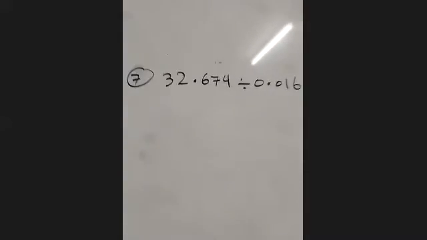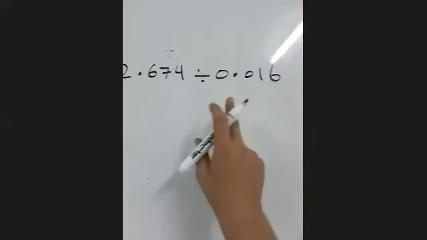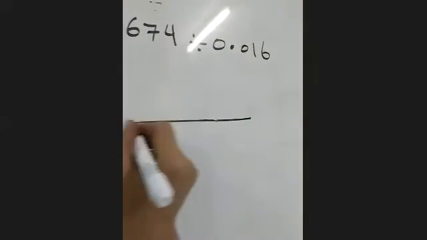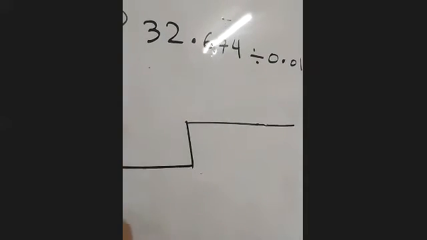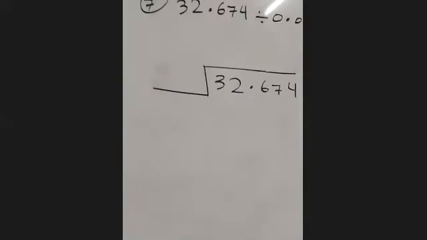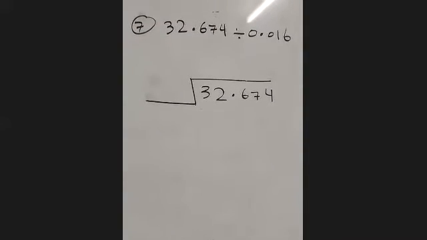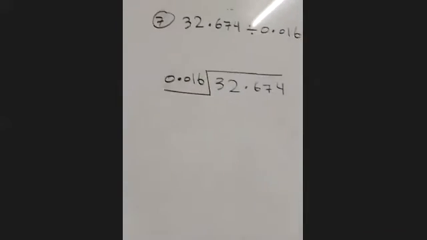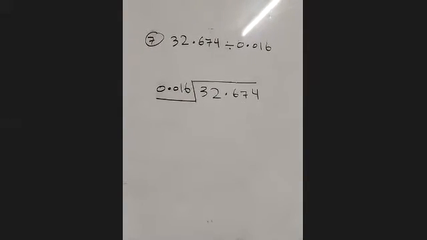And we said before that in long division, if we have a decimal divided by a decimal, we need to get rid of the decimal in the divisor, right, Yanal? Yanal, focus, Habibi, focus. Now here, the dividend is 32 decimal 674, right? And the divisor is 0.016, right? What do we need to do now?